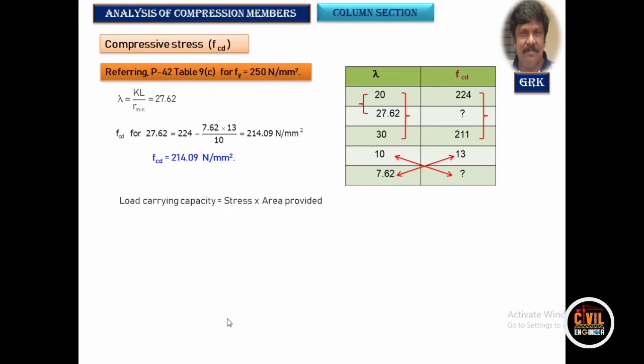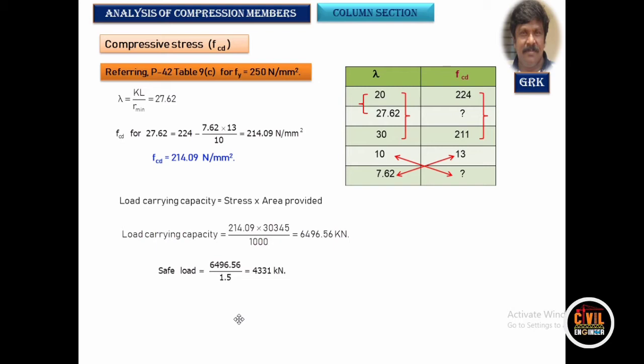The load carrying capacity of the member is FCD into the total area of the column section, the built up section. It is 30345 mm square. Now we get the load carrying capacity of the member as 6496.56 kilonewton. The safe load is obtained by dividing by a factor of safety of 1.5. It is 4331 kilonewton.